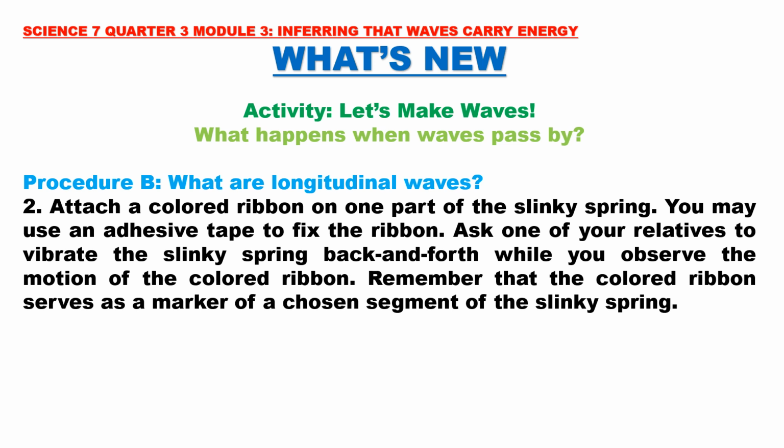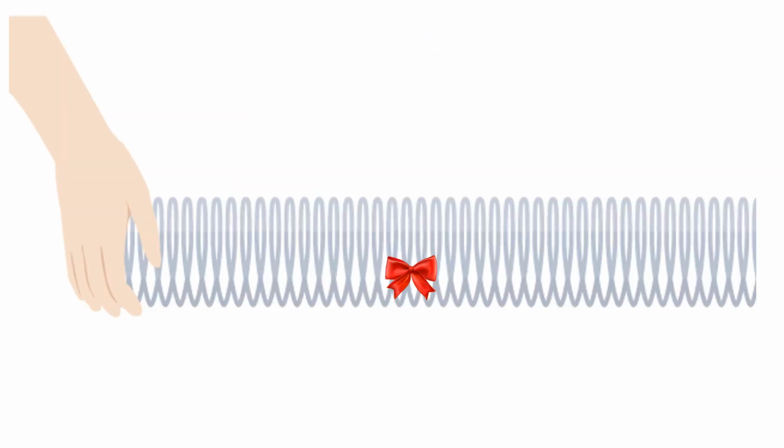So kagaya ng ginawa natin kanina dun sa rope, mag-a-attach din tayo ng colored ribbon doon sa ating slinky. So, it's like this. Yung ating spring, naka-attach pa rin siya sa isang end ng wall. Tapos, merong source of vibration. Ipupush yung slinky back and forth. Tapos, nandito yung colored ribbon.